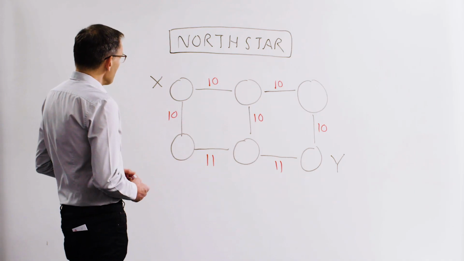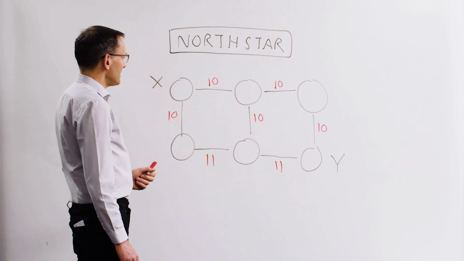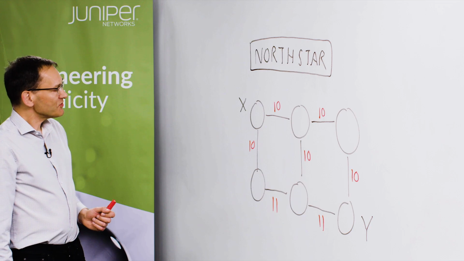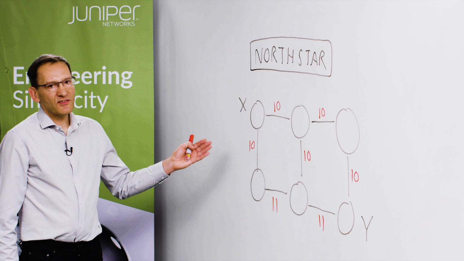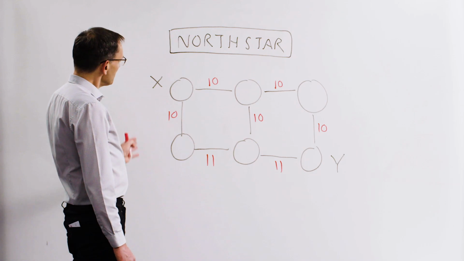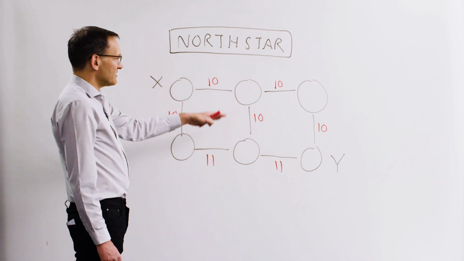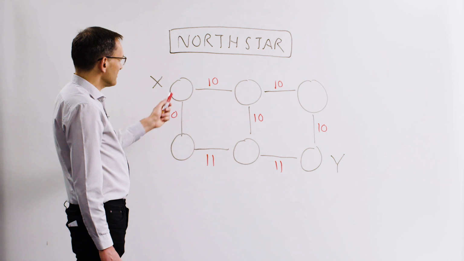So in this diagram, NorthStar can see the topology of the network through the BGP-LS protocol, and also it sees the latency of each link. The routers report this via telemetry, and so in NorthStar's mind it can see this entire network topology and all of the latency values that you can see in red on the diagram.